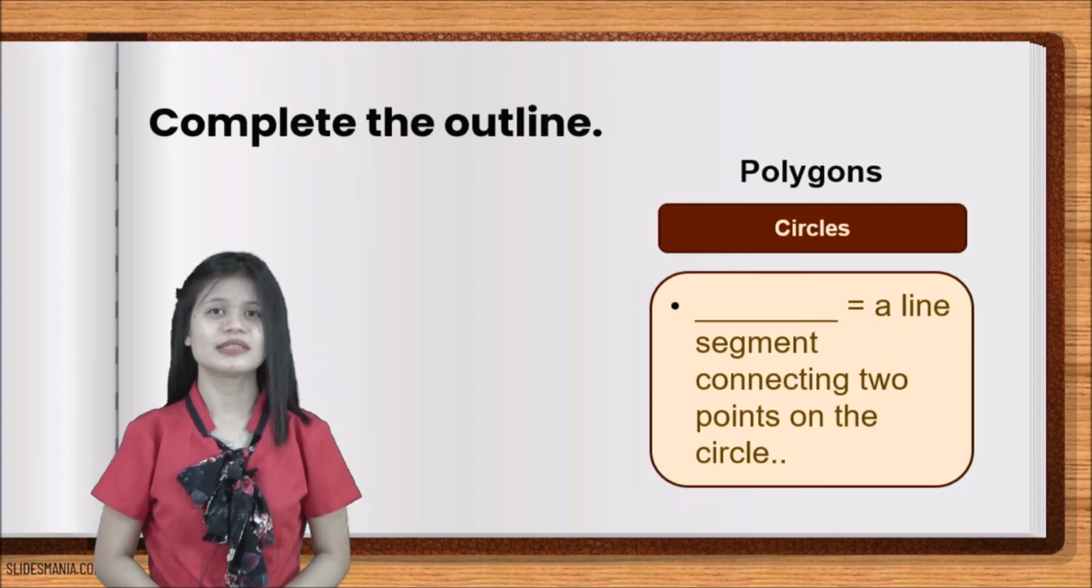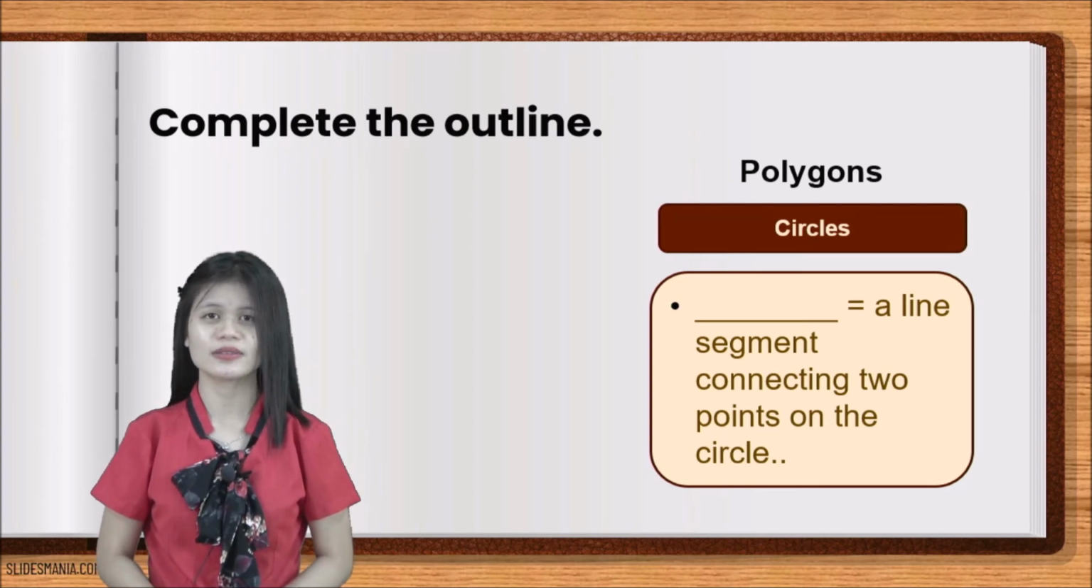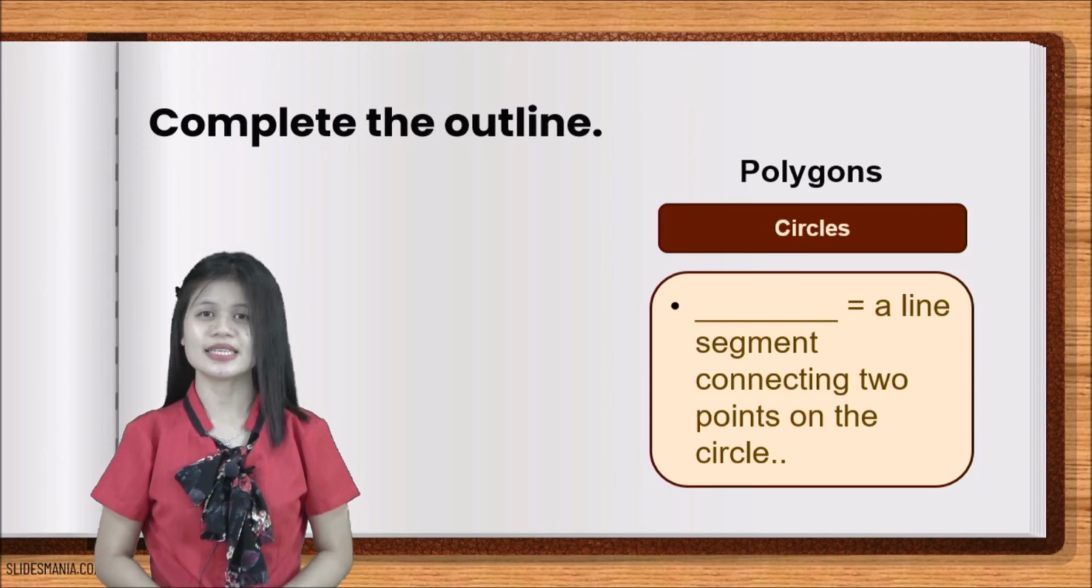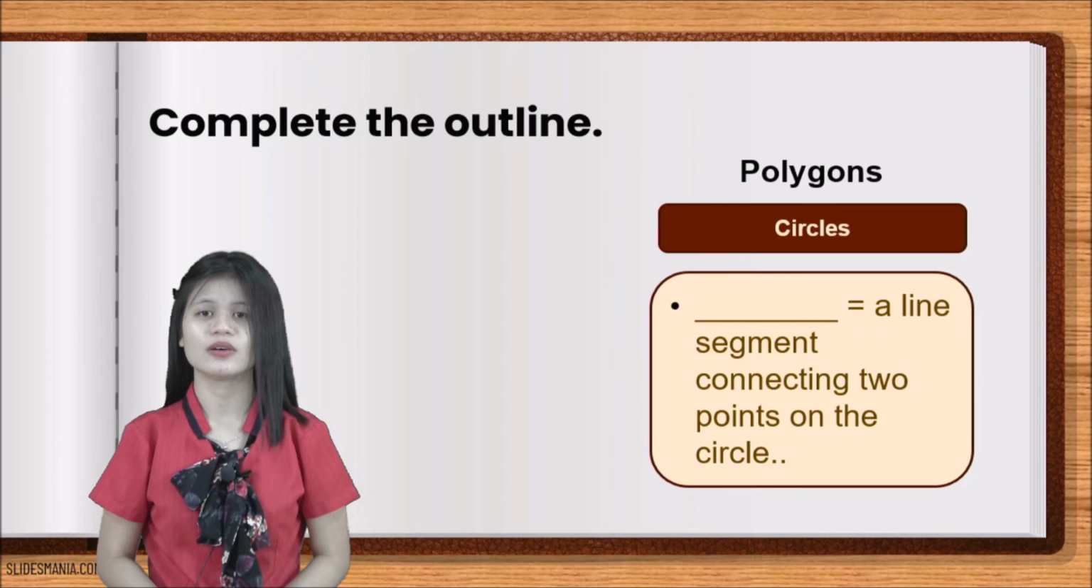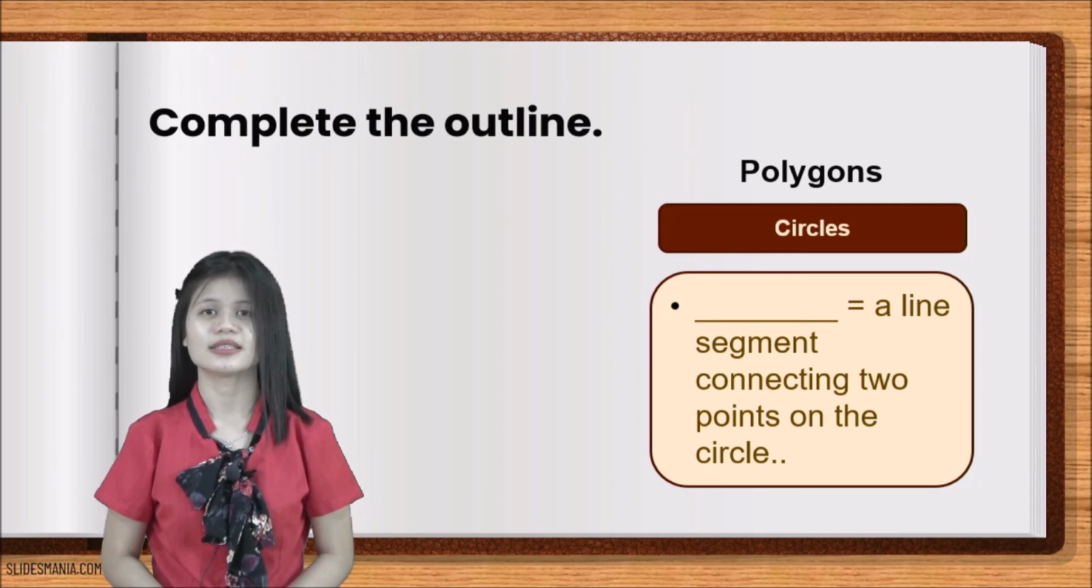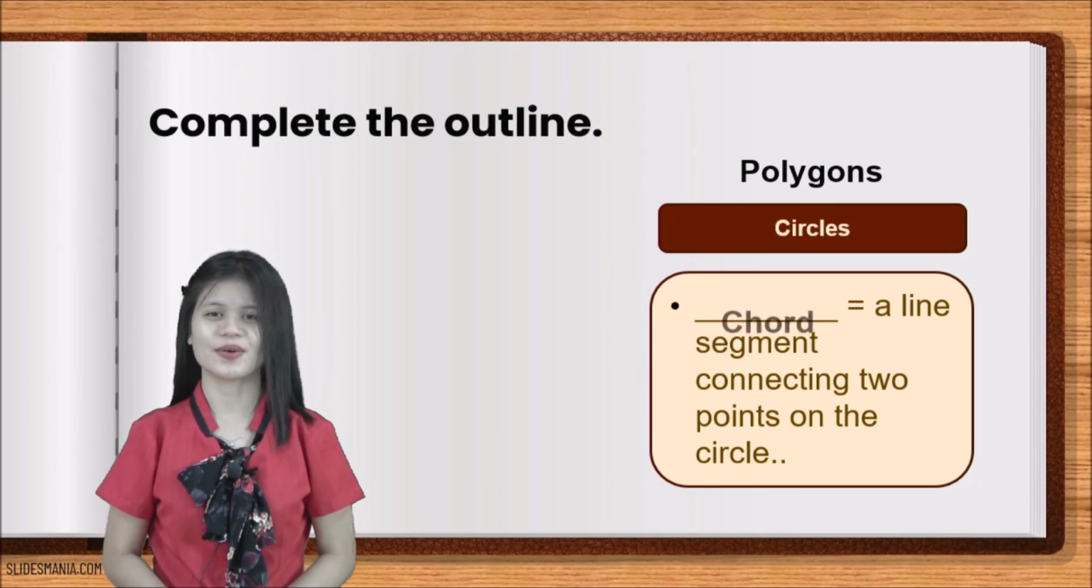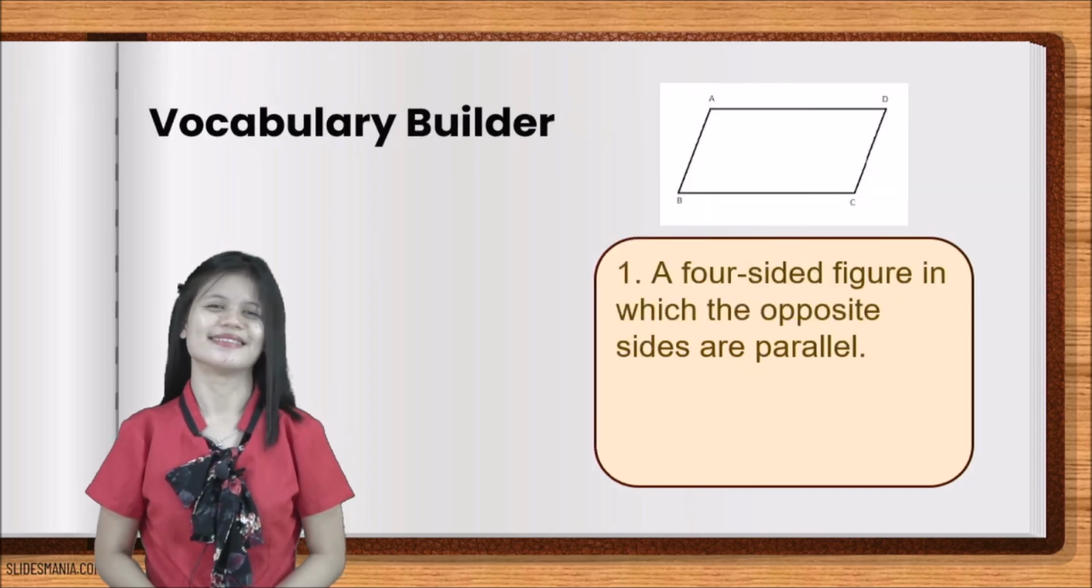Next, about circles, isn't it? We have three major parts for a circle. This is a line segment connecting 2 points on the circle. What is it? It's a chord. Very good.